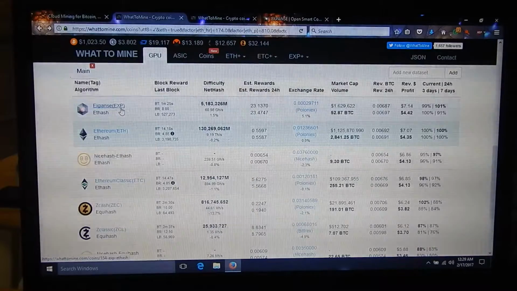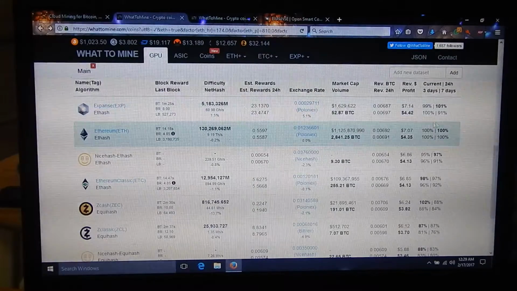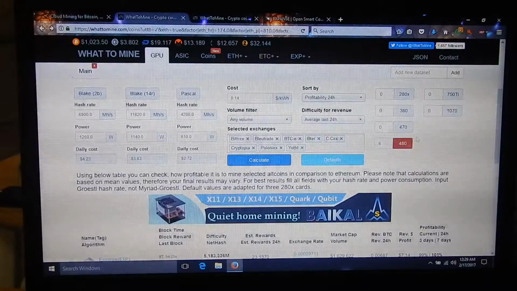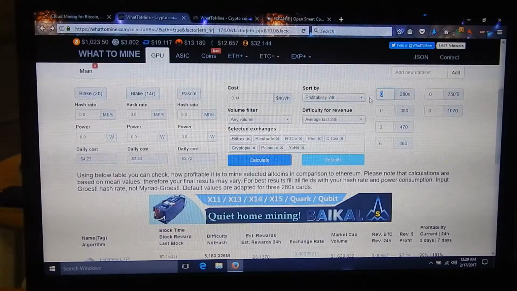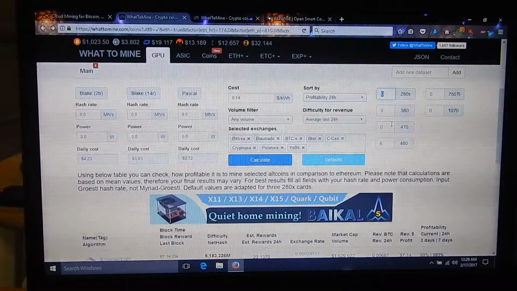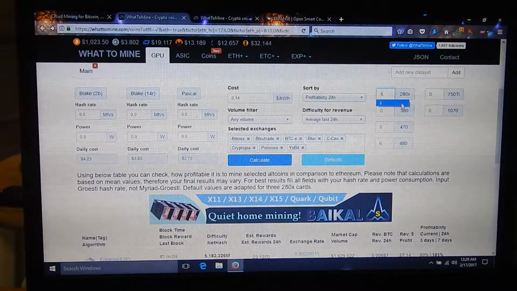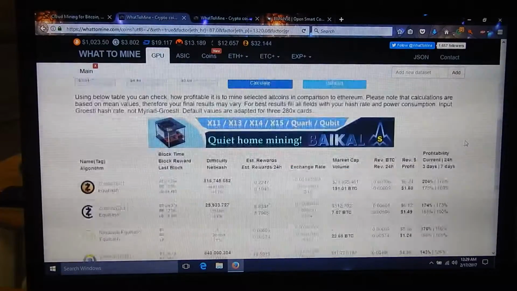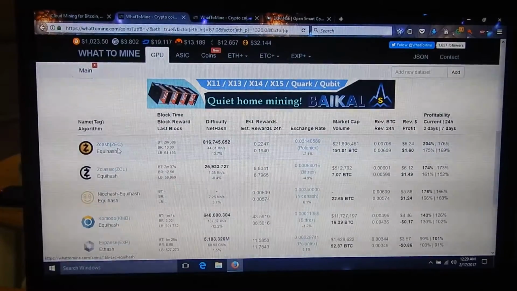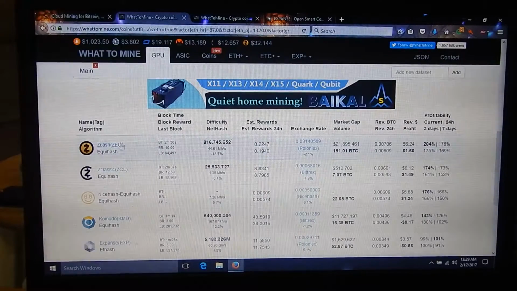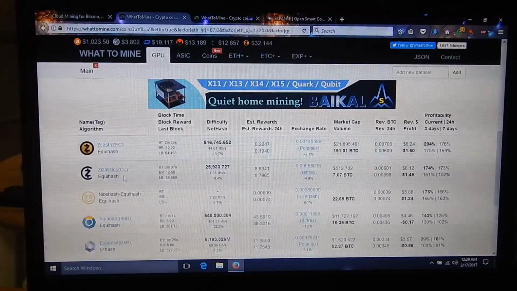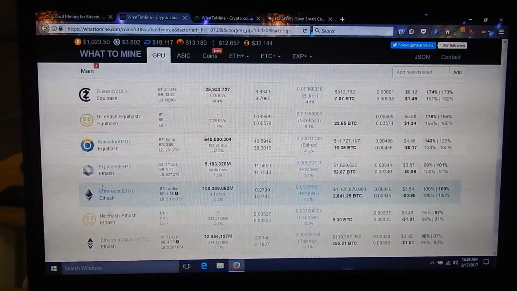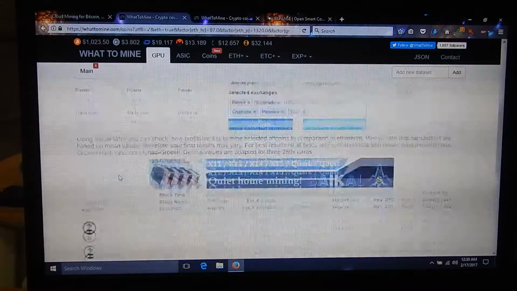Your GPUs can make a huge difference on which coin. So if I just say, for instance, we uncheck this and let's put in these 280s, and let's say I got six of these, and we hit calculate and bring it down, and Zcash is your most profitable coin, and Expanse is down here, halfway down.